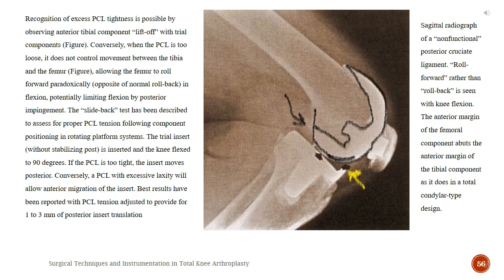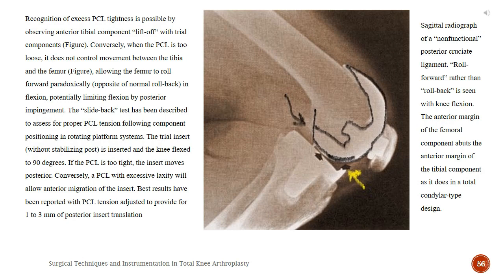The slide back test has been described to assess proper PCL tension following component positioning in rotating platform systems. The trial insert, without stabilizing post, is inserted, and the knee flexed to 90 degrees. If the PCL is too tight, the insert moves posterior. Conversely, a PCL with excessive laxity will allow anterior migration of the insert. The best results have been reported with PCL tension adjusted to provide for 1 to 3 mm of posterior insert translation. Notice the radiograph.